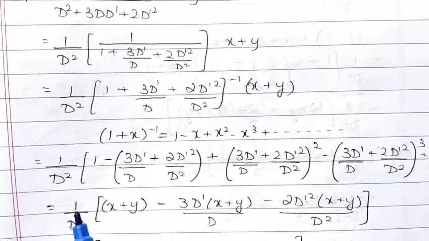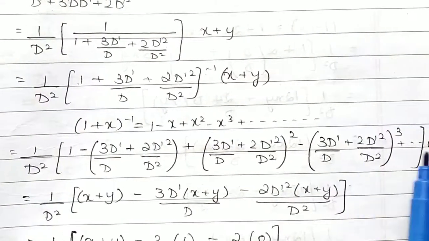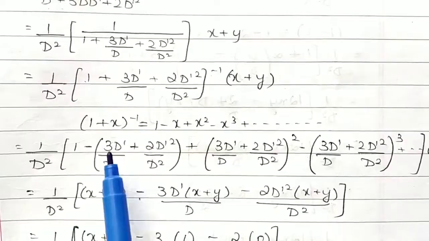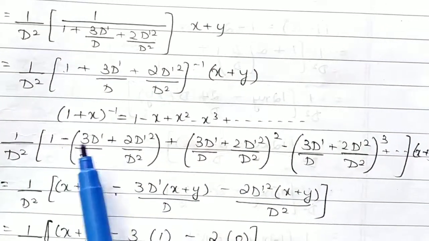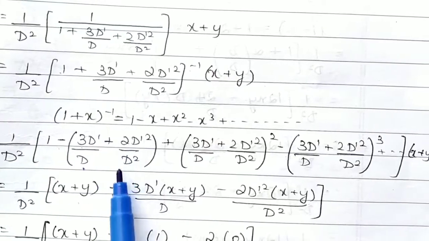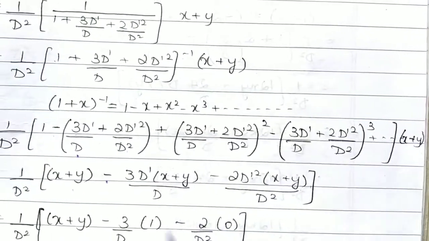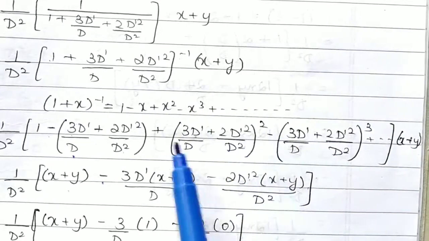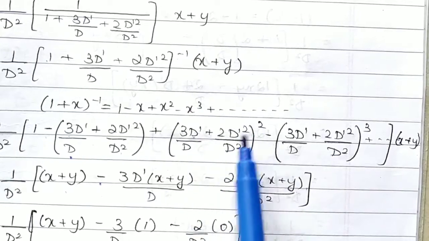Okay. Now 1 by d square into x plus y: outside x plus y, multiply inside x plus y into 1 is x plus y, minus 3d dash by d into x plus y, plus into minus 2d dash square by d square into x plus y. That's it. For the other terms, if you observe, a plus b whole square, you will get d dash square by d square.